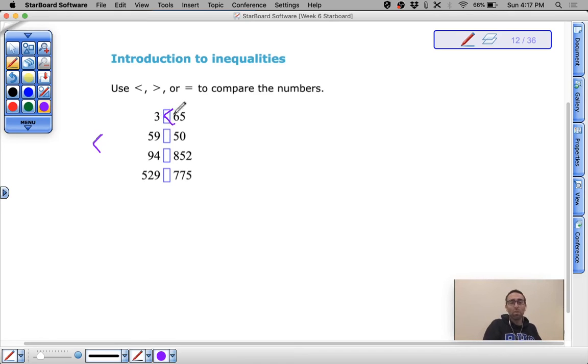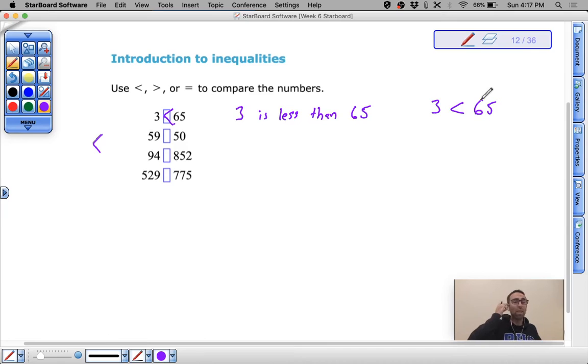So if you need to think of it that way, you can, but you don't really necessarily have to. So 3 is going to be less than 65 is the way we write that out. You could say 3 is less than 65, but it's so much easier when you just have to say 3 less than 65.